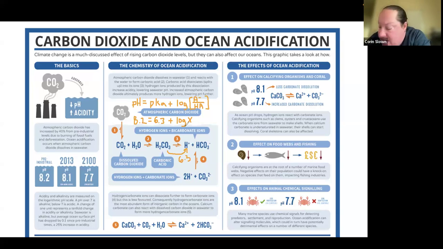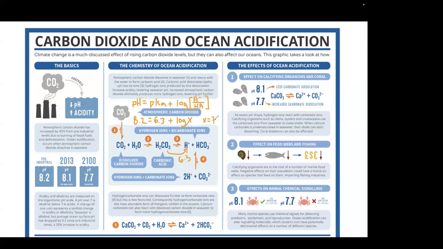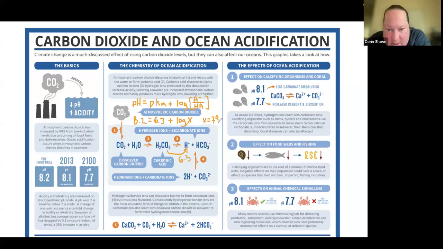Okay, so for 10 to the power of 1.9, for x, I get 79.4. Does anyone else agree with that? Yes. Awesome. Okay, so let's think about what that number means for just a moment. This is a ratio of A minus in the numerator and HA in the denominator. Well, I can create a ratio by saying 79.4 to 1.